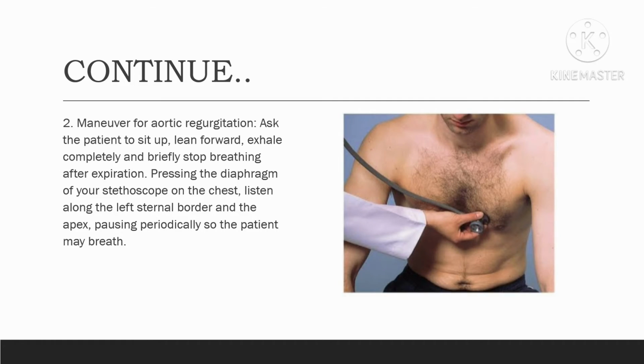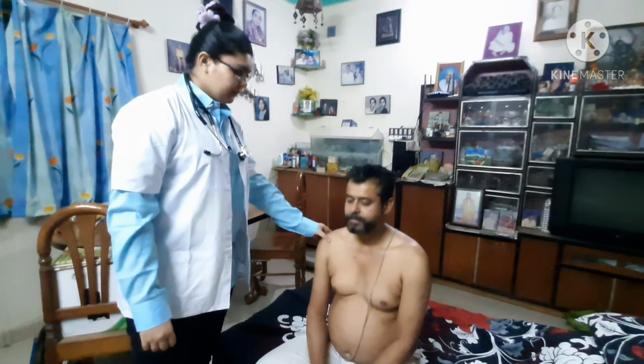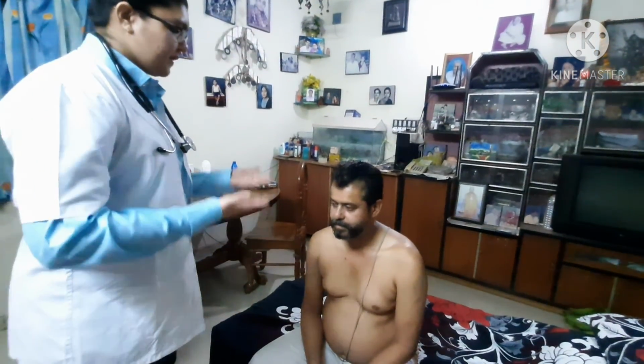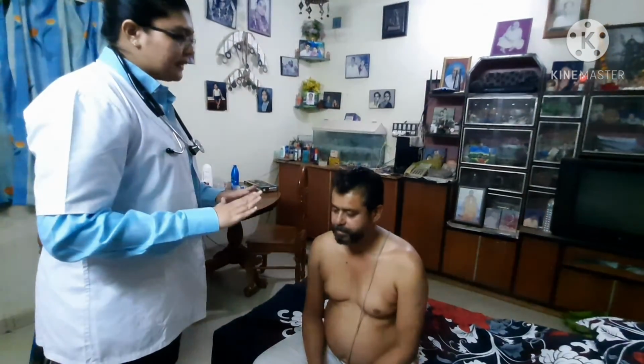Second, maneuver for aortic regurgitation. Ask the patient to sit up, lean forward, exhale completely, and briefly stop breathing after expiration. Press the diaphragm of your stethoscope on the chest. Listen along the left sternal border and the apex, pausing periodically so the patient may breathe. You just sit straight. You lean forward a little bit. Now what you have to do is inspire air, then expire it completely and just hold the breath at that moment.